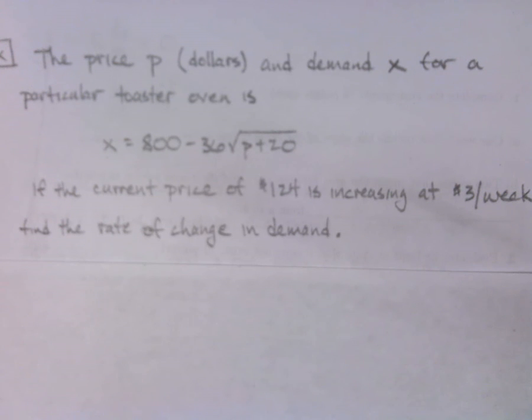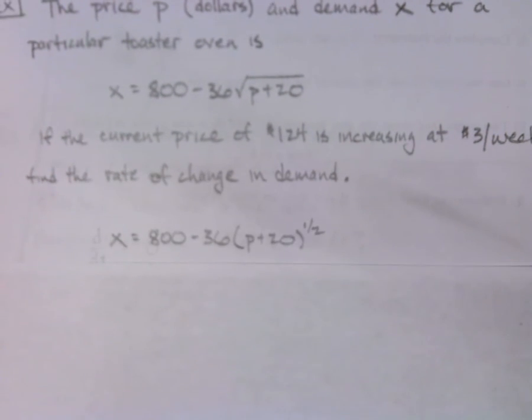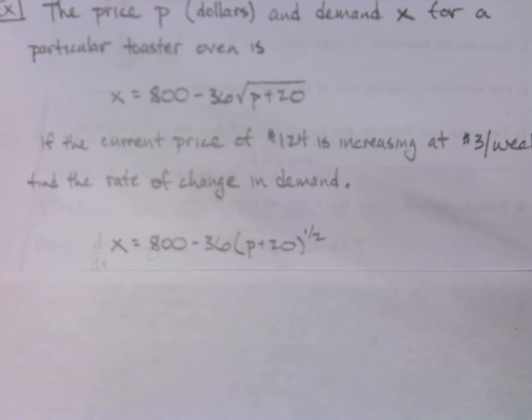Okay, so if you tried it, then let's see how this plays out. So we have the equation already. First thing we want to do then is take our derivative. So it's probably a better idea to think of that square root as raising the P plus 20 to the 1/2 power.